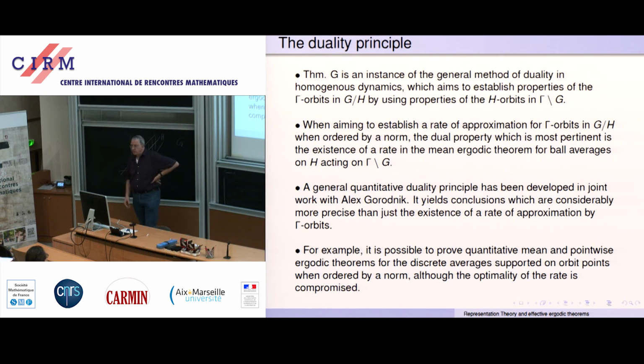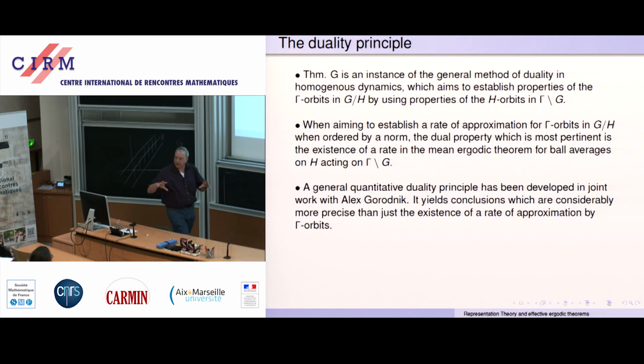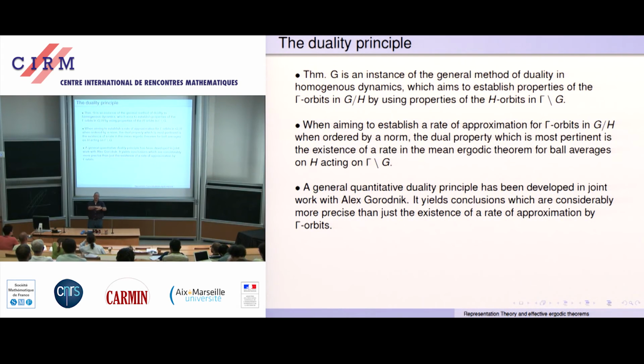In other words, you can look at your orbit in G mod H and not just ask how fast gamma takes you to a given point. You can consider a neighborhood of a given point, and you would like to consider all the return times, and you want to ask whether the return times are equidistributed or satisfy a mean ergodic theorem or a pointwise ergodic theorem. And that is indeed the case.